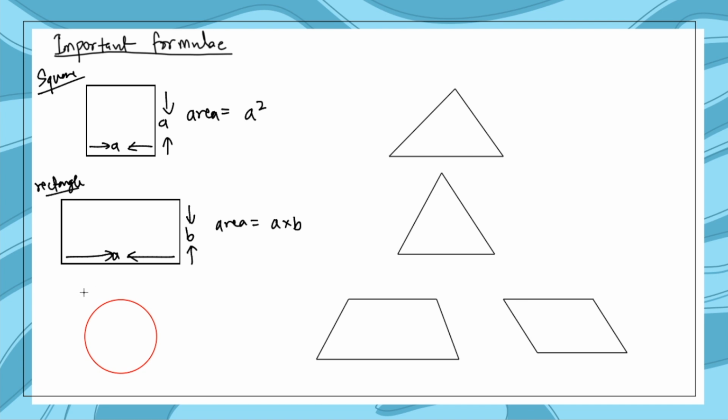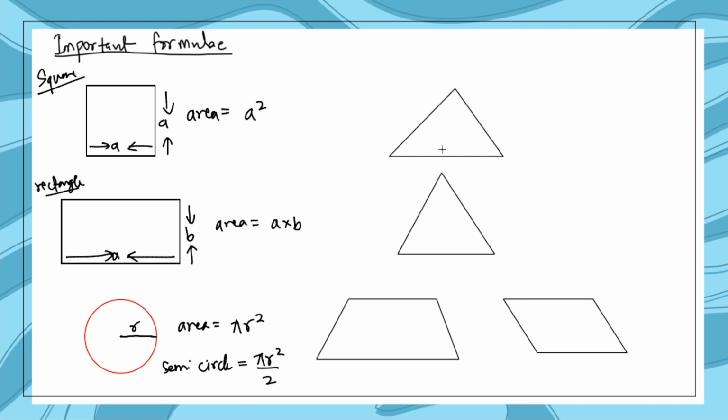All right, now this is a circle with a radius of its own, so the area of a circle is given as pi r square. Now if this circle is half, that is a semicircle, a circle like half of the circle, in that case the area will be pi r square upon 2.